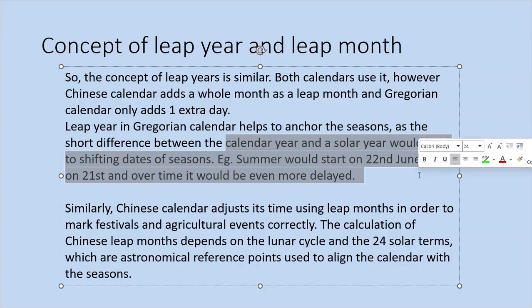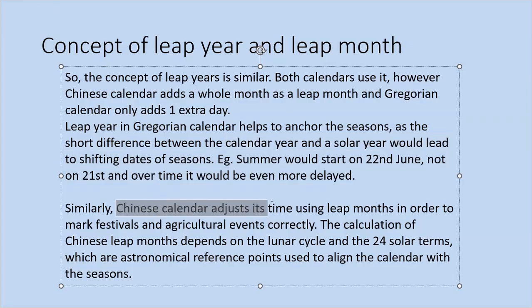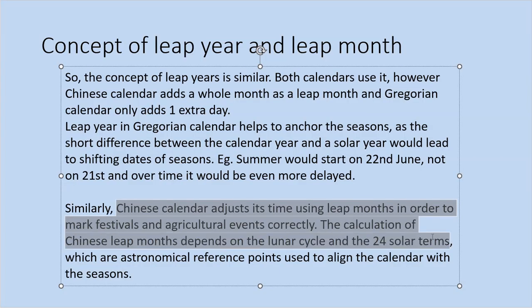E.g., summer would start on 22nd June, not on 21st, and over time it would be even more delayed. So we would lose the count for summer. After a long time, summer would become autumn maybe, and it would be a very inaccurate measurement. Similarly, Chinese calendar adjusts its time using leap months in order to mark festivals and agricultural events correctly. The calculation of Chinese leap months depends on the lunar cycle and the 24 solar terms, which are the astronomical reference points used to align the calendar with the seasons.